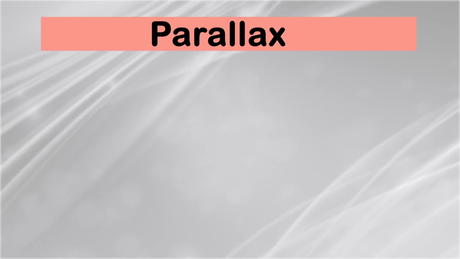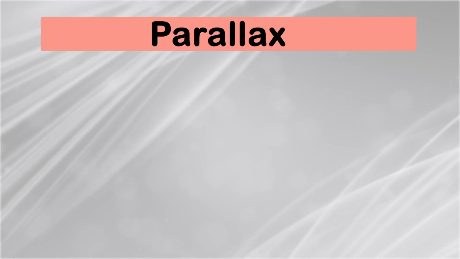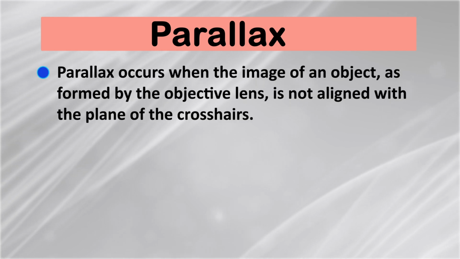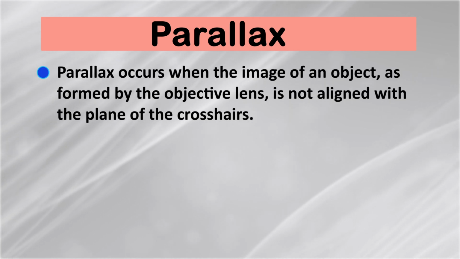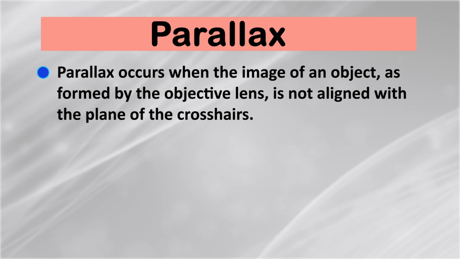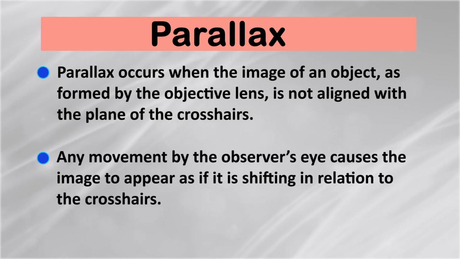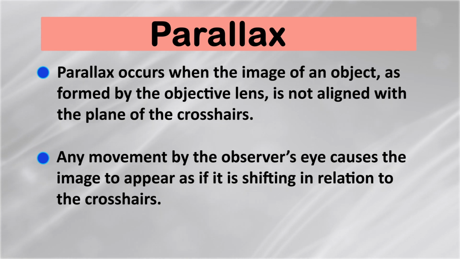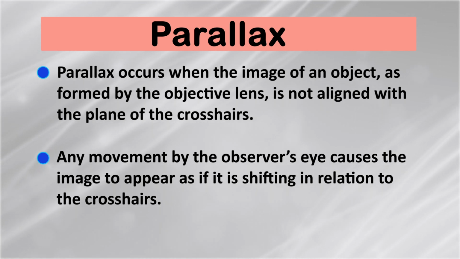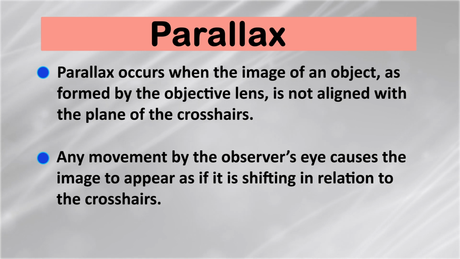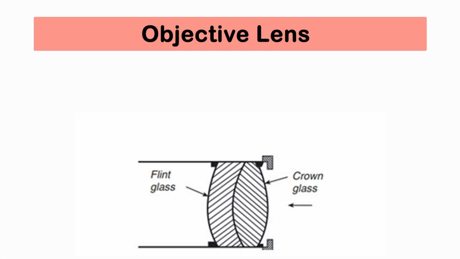As we have already discussed parallax, what is parallax? Parallax occurs when the image of an object as formed by the objective lens is not aligned within the plane of the crosshairs. Any movement of the observer's eye causes the image to appear as if it is shifting in relation to the crosshairs. We will discuss the objective lens.